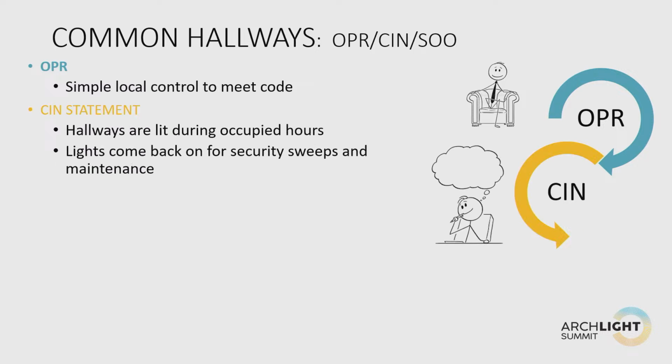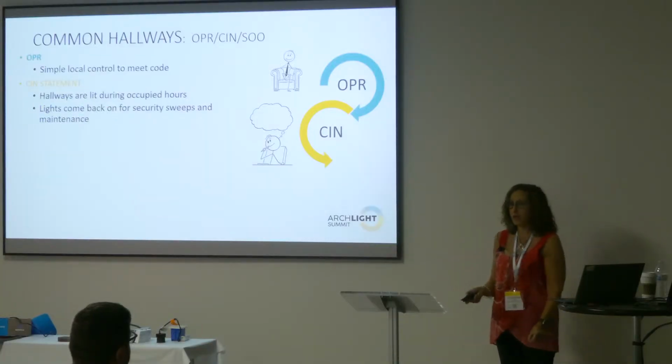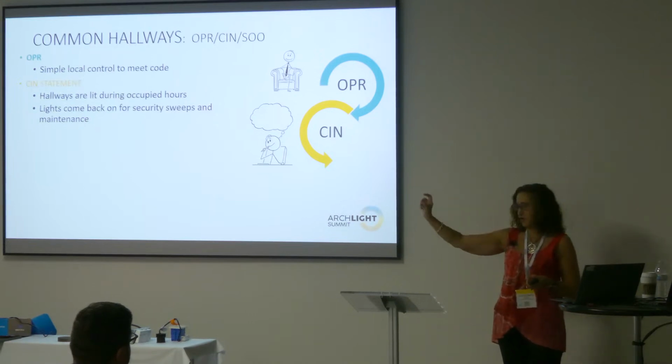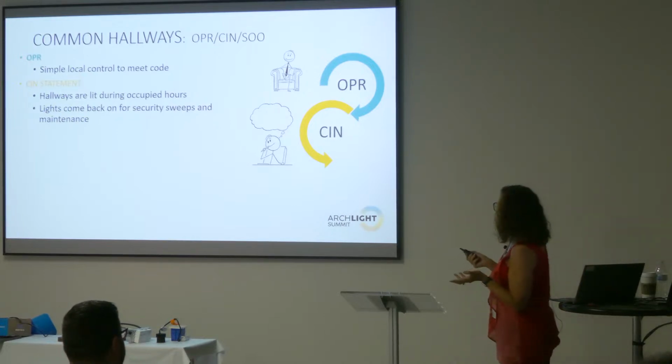Just meet the code. All right, so here's our intent statement again. Hallways are lit during occupied hours, and the lights come back on for security sweeps and maintenance. In my control intent narrative, I actually write two paragraphs. One is based on a time clock, knowing that the sweeps are going to come every hour, or that the cleaning people are going to come at a specific time. And then I have a big "or" in the middle, and then I have a whole occupancy statement. Why? Because I don't know. And there's a statement that says pending input from the owner. So that's the way that I handle it. It doesn't always work that way for everybody, but all right.